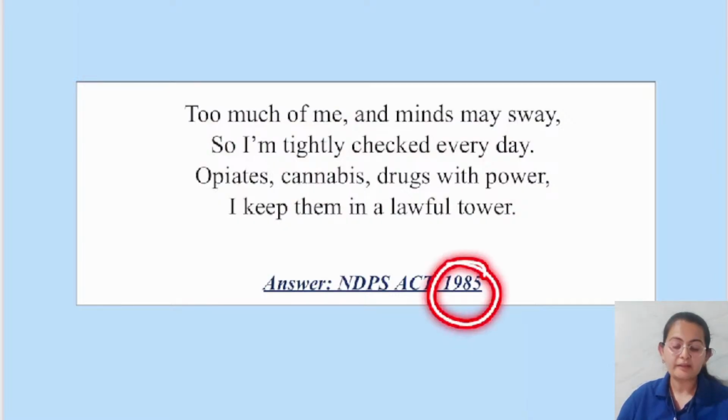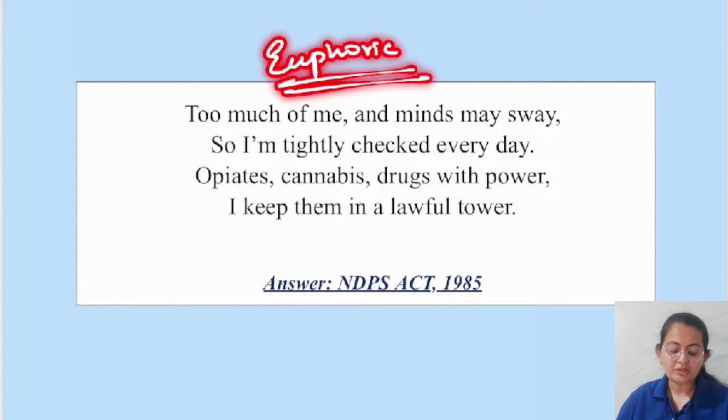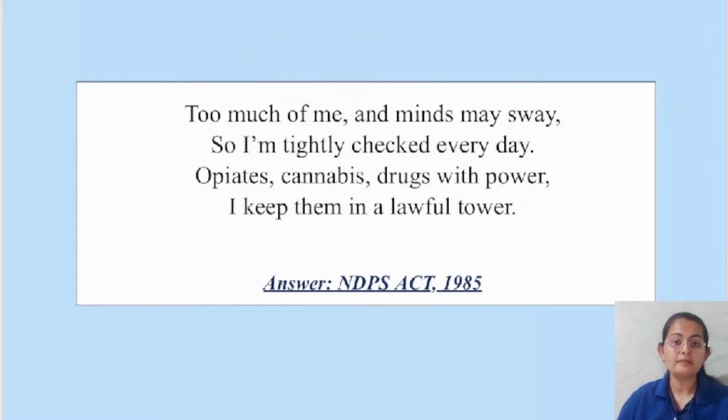The Narcotic Drugs and Psychotropic Substances Act of 1985 is that Act which controls all the narcotics, all the drugs which have euphoric properties, which have habit-forming properties. All those drugs, all those substances are under this Act, and this Act is very tightly regulated. Very much tightly regulated.